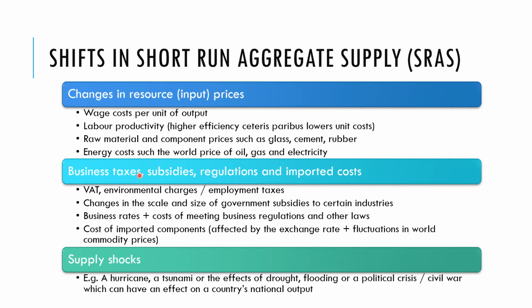Another broad category might be outside influences like business taxes from the government or subsidies from the government. So that's money given to firms. That would probably lower the price level at which they were willing to supply a certain quantity. Regulations, the cost of imported materials, which would of course be affected by the exchange rate and what's happening to the prices of commodities like oil, gas, rubber, and so on. The last one, a supply shock, so for example, a hurricane or a tsunami, might affect how much a country can produce. So that might reduce the aggregate supply curve.